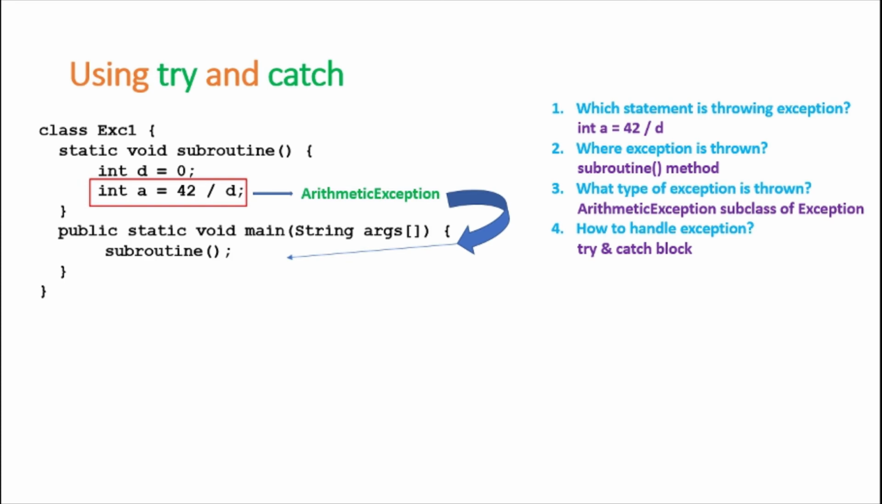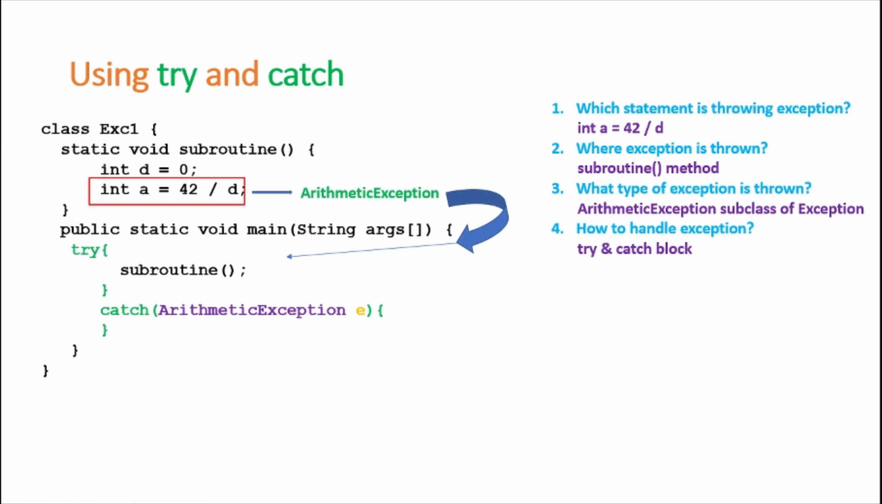So let us see how main method can handle exception. In order for main method to handle exception, we need to place the try block inside the main method. And then we need to write the corresponding catch block to catch the exception. That's all, right? Finally, I would like to summarize what we have discussed.